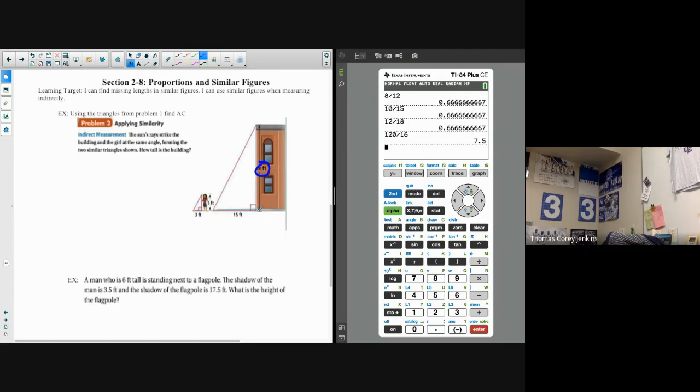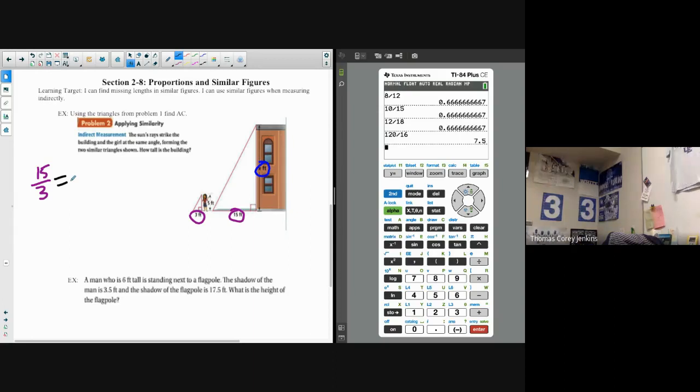So we're going to try to set up a proportion. Let's put the two sides that we know together. So let's put the length of the shadow of the building with the length of the shadow of the lady. So we can do 15 over 3 or 3 over 15. It does not matter.